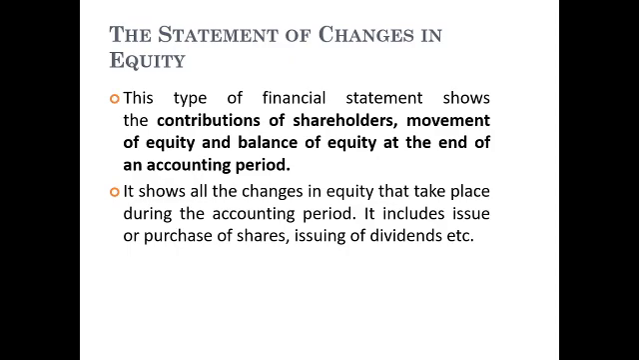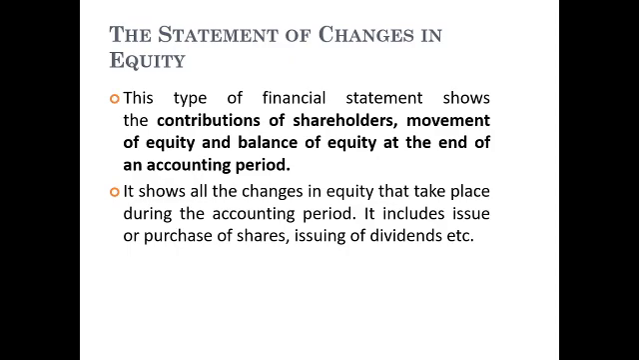And the last one is the statement of changes in equity. This type of financial statement shows the contribution of the shareholders, the promoters' equity, and maybe the FIIs or mutual funds. So ultimately we'll get a picture about the equity position in the organization, the movement of equity, and the balance of equity at the end of the accounting period. It also shows the changes in equity that take place during the accounting period, where any new issues are made, or dividends, bonus shares, or rights issues are issued. All these things we will come to know in this particular statement of changes in equity.